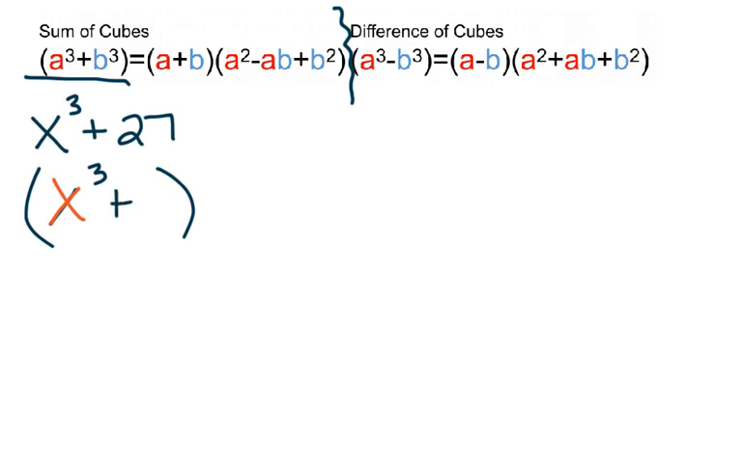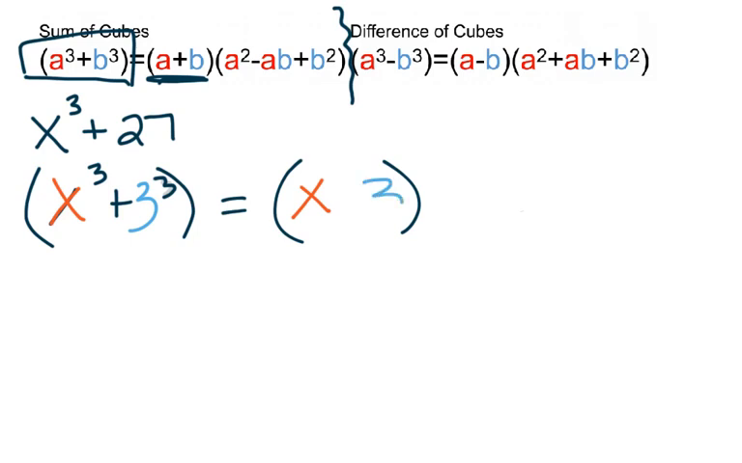Okay, and then for the next one, I got to figure out what cubed is 27, or you can do the cube root of 27. So 3 cubed is 27. Alright, so I tried to rewrite it so it looks like this. Alright, so here's how you factor this. Alright, so the two things that you were finding are the two things that go in here.